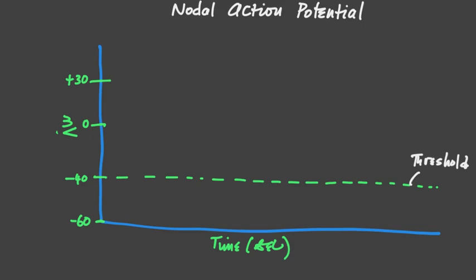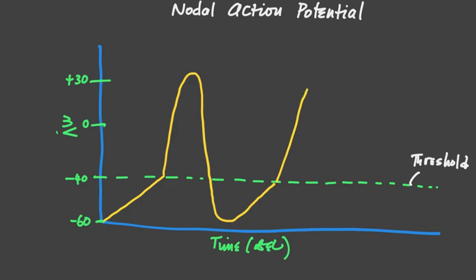At minus 60 millivolts, voltage-gated sodium channels open and sodium flows in, causing a depolarization. At minus 40, voltage-gated calcium channels open, and at plus 30, voltage-gated potassium channels open, producing an action potential.